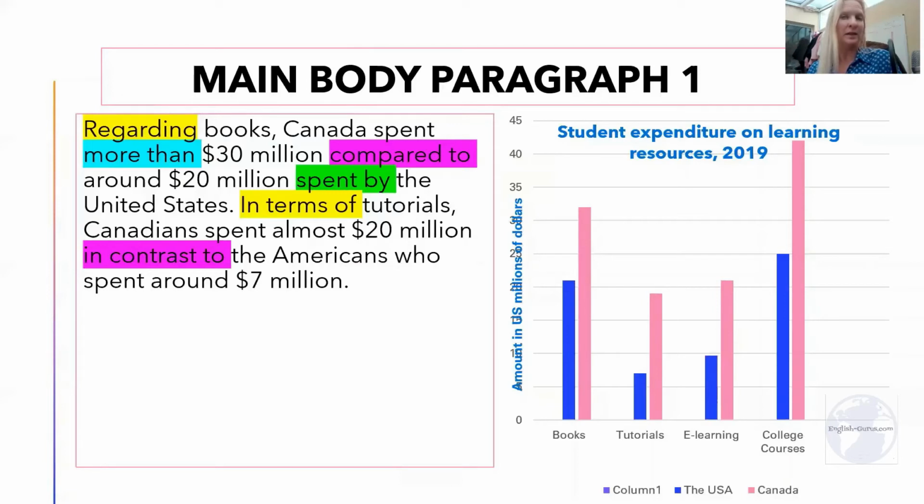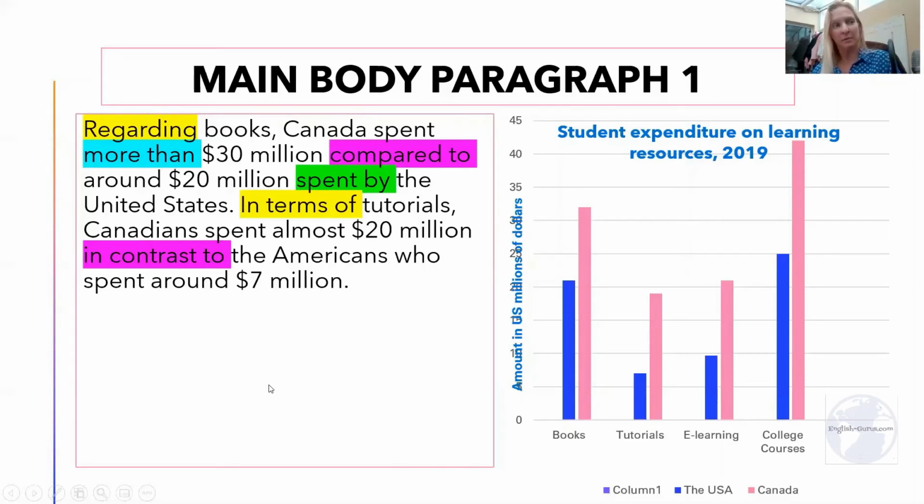So as you can see, I've started with a nice linker, regarding books, the first product, and then I've compared Canada with the United States. And in the second sentence, I've used another linker, in terms of, and I've compared Canadians with Americans again. And in this case, I've compared the actual amounts. So 30 million compared with 20 million, and second sentence 20 million compared with 7 million.